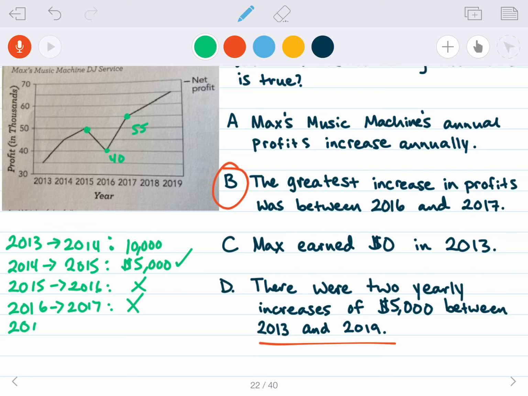From 2017 to 2018, we go from 55 to, it looks like 60. Okay, so 55 to 60 is indeed a $5,000 increase. And finally, from 2018 to 2019, we go from 60 to 65. So again, that's another $5,000 increase. So actually, we don't have two yearly increases of 5,000, we have three. So D is not the correct choice either. Our answer here is going to be choice B.